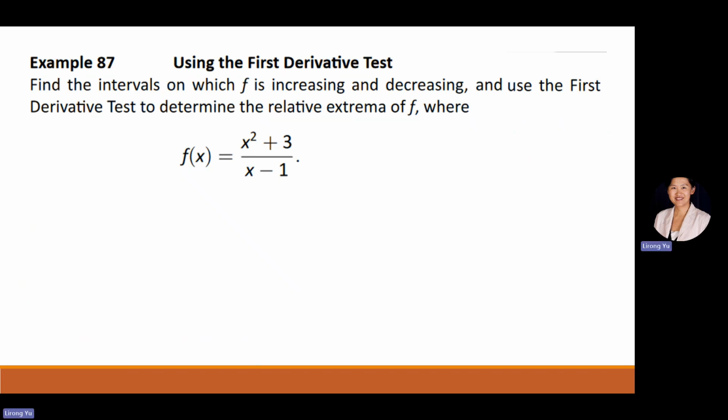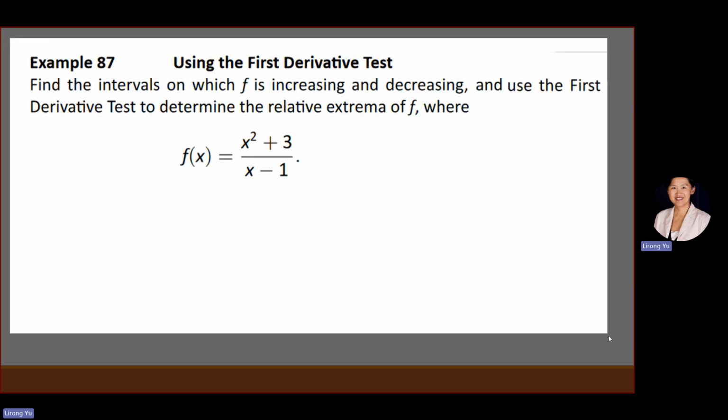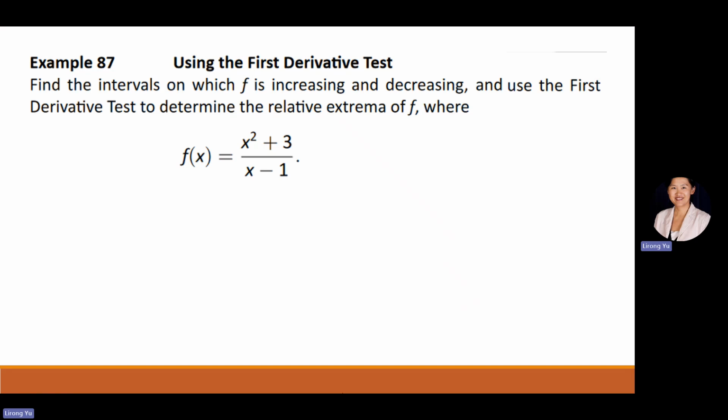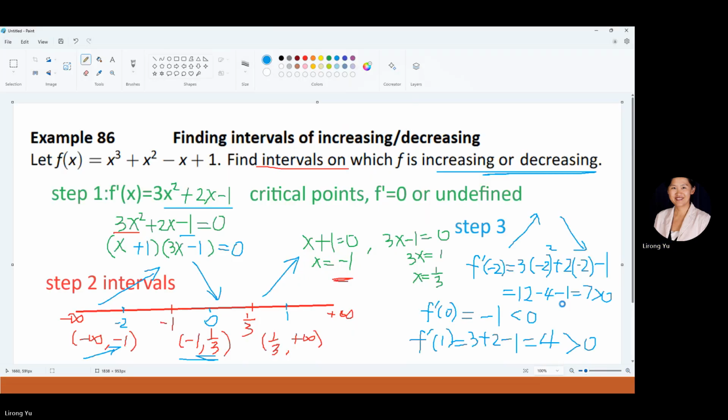This question: find the interval where the function is increasing and decreasing, and then use the first derivative test to determine if we have a relative maximum or relative minimum. So I'll do it one more time. Do the same process as what we did with the first example.